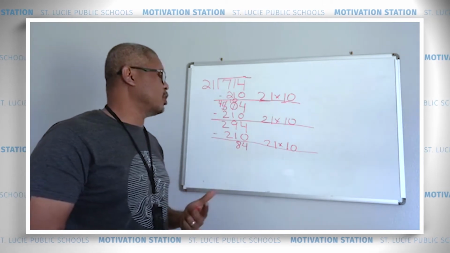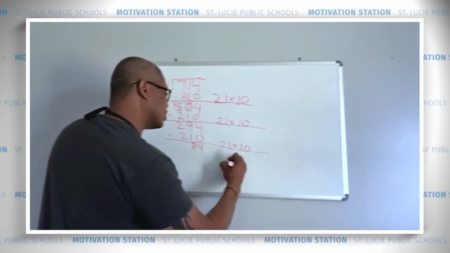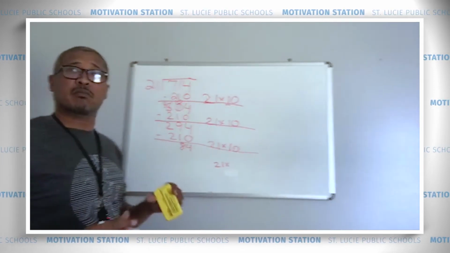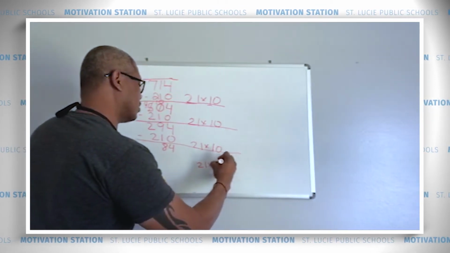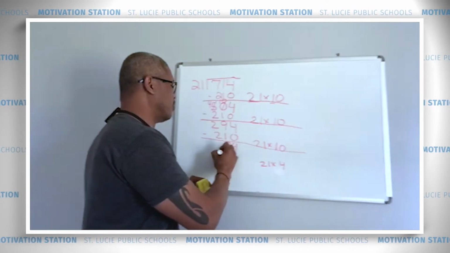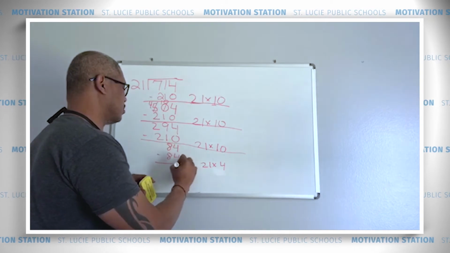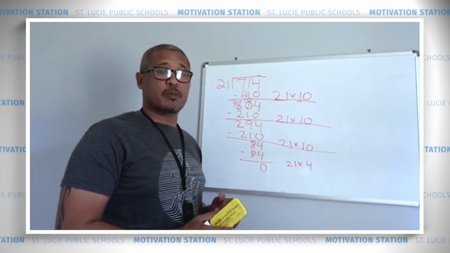But what can I use instead? Here, now, 21 times 4, because 21 times 4 will give me 84, with a remainder of 0.